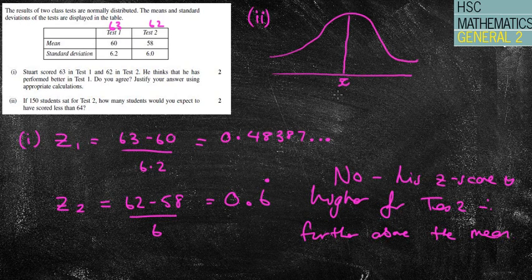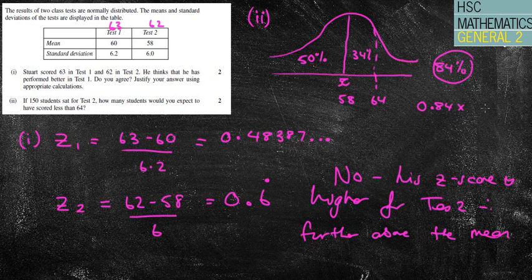So my mean for test 2 was 58, with a standard deviation of 6. So one standard deviation will be 64, and that's the score that we've got. Okay, and we want a score less than 64. So we've got 50% here, we've got 34% here, therefore we've got a total of 84% of scores less than 64.